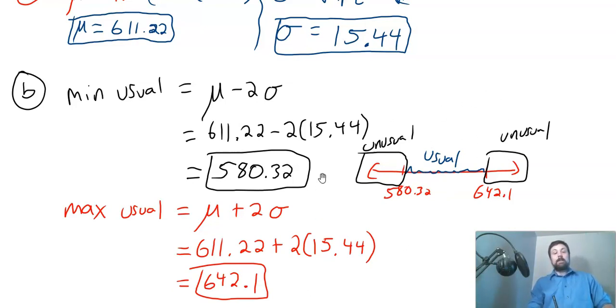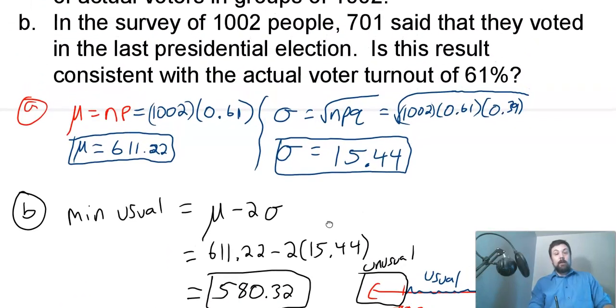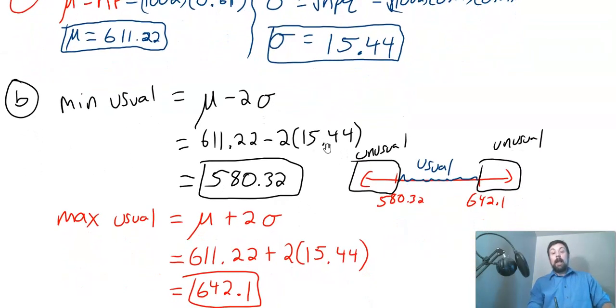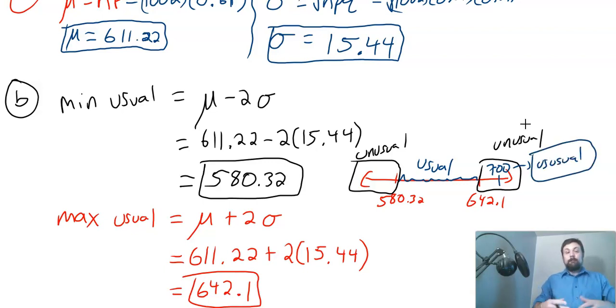So we're being asked if 701 would be unusual for the number of voters out of 1,002. And the answer is yes, that would be unusual, given that we know only 61% of people voted. It would be unusual to have 701 people say that they voted out of 1,002. That's an unusually high number. And so it seems likely that some people are not being honest, right? Because 700 is way out here. So yes, that is unusual. And so we might question the honesty of the people being surveyed, and that they might feel some shame about admitting that they didn't vote.